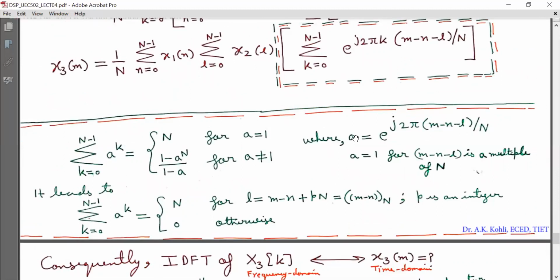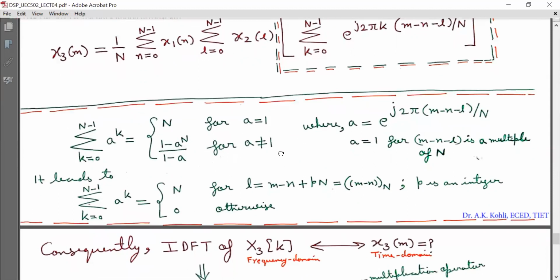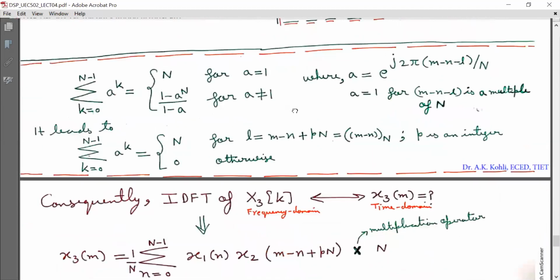Now we will first analyze this term. Let's mark a is equal to e raised to power j 2 pi (m minus n minus l) by N, where a is equal to 1 for m minus n minus l a multiple of capital N. Now this summation is equal to capital N for a equal to 1, and (1 minus a raised to power N) over (1 minus a) for a not equal to 1. It is simple mathematics.